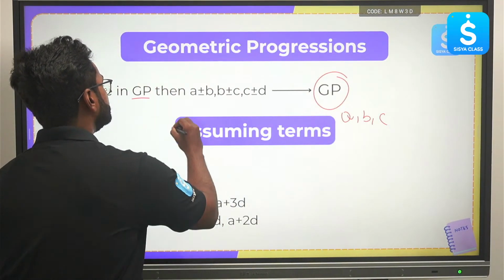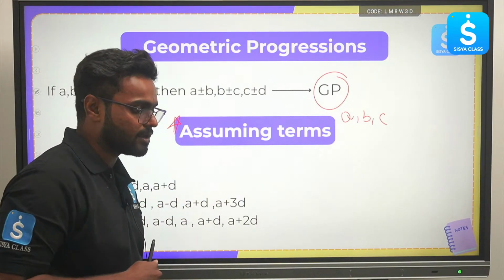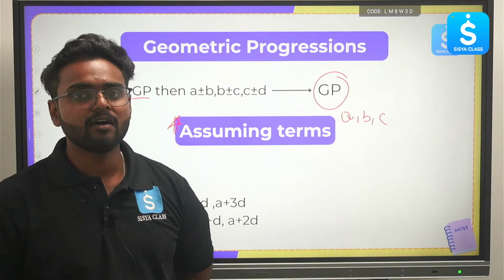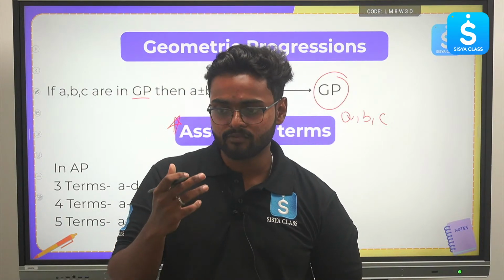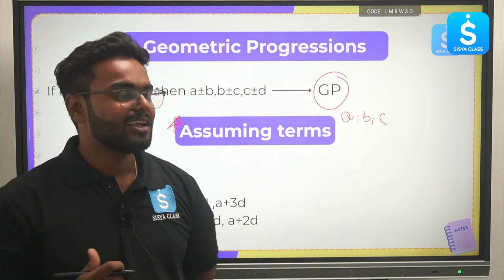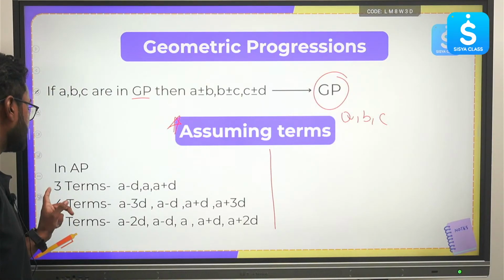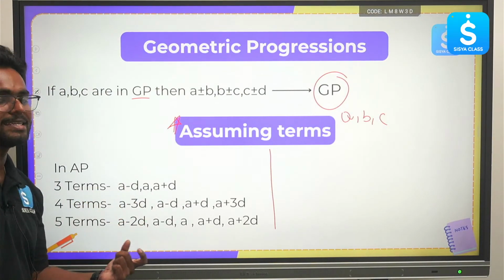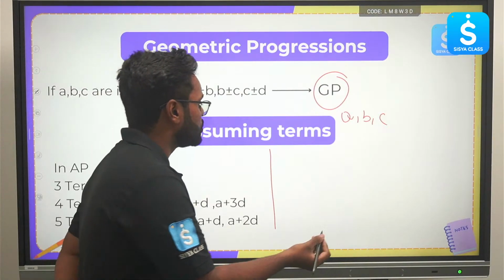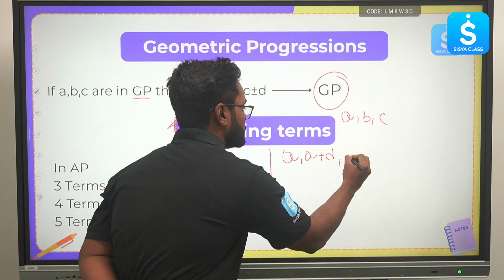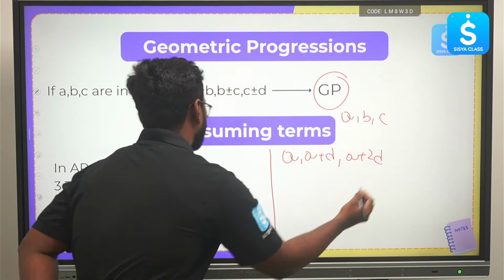Now coming to assuming terms. This is an important thing to learn in AP and GP. If they have given you some terms and asked you to find some terms, you have to assume them in a form. If they told you to assume three terms, assume them as A minus D, A, A plus D. You can also assume A, A plus D or A plus 2D, but prefer this form.